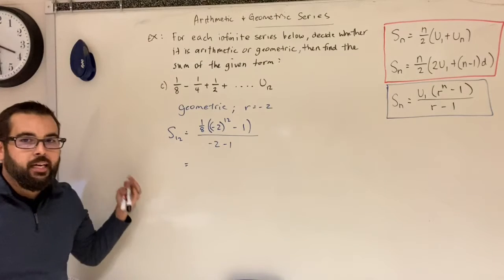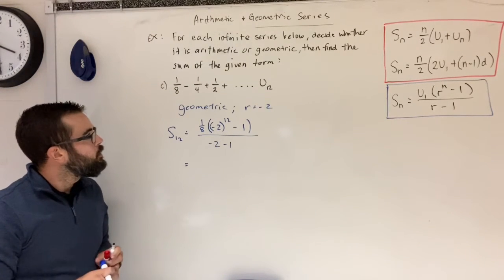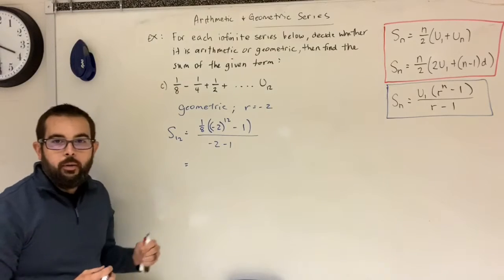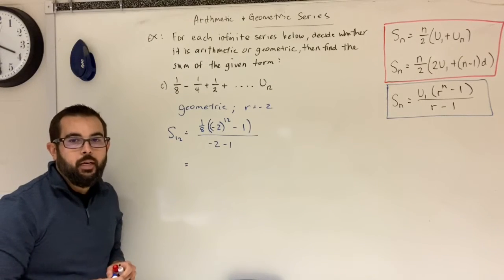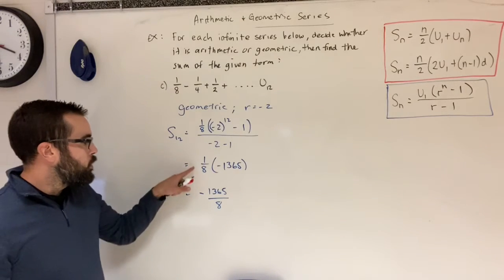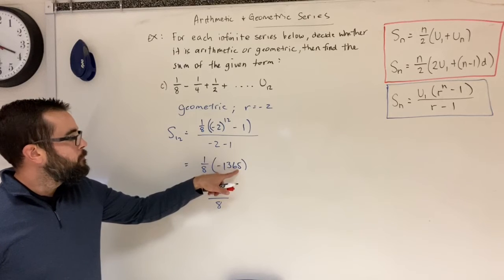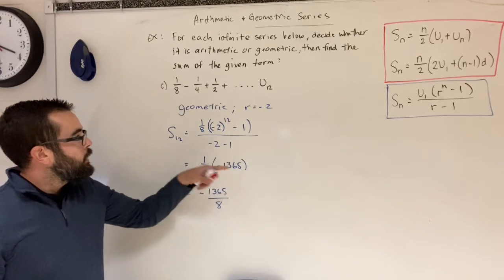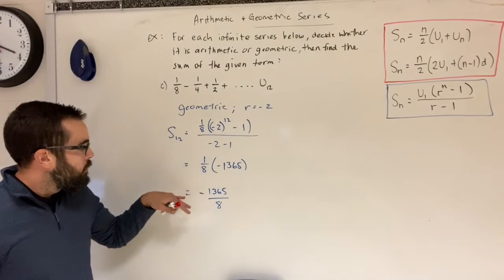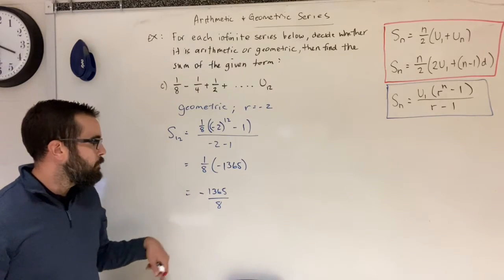Again, these numbers are kind of big. I would say this is a calculator problem. So I'm going to go calculate that and come back with what I got. All right, so what I got after calculating, I got 1/8 times negative 1,365. Okay, and then multiplying those two, my final answer is 1,365 divided by 8.